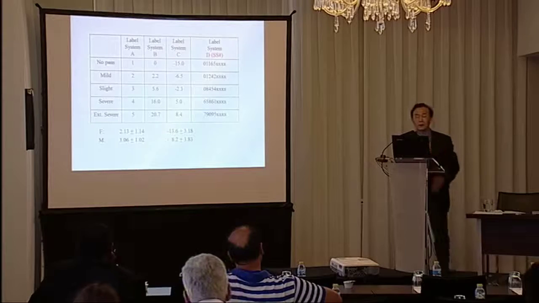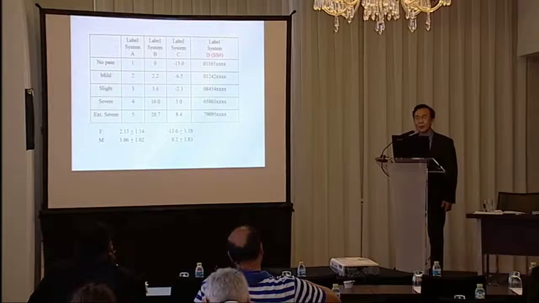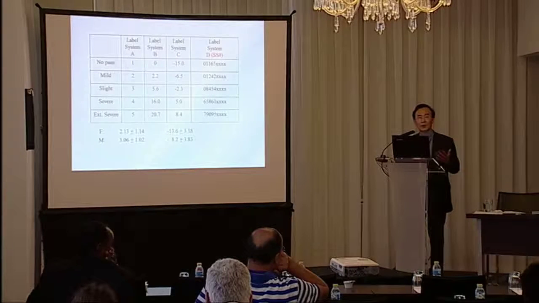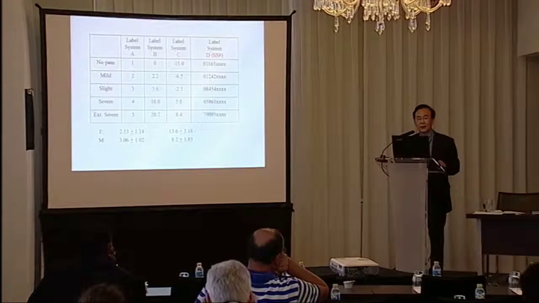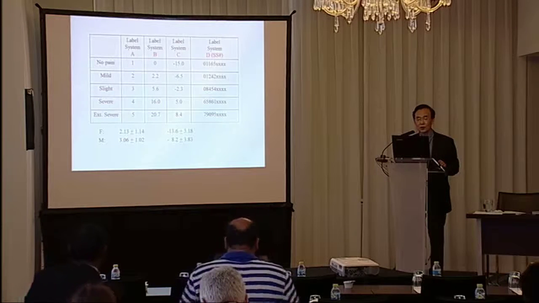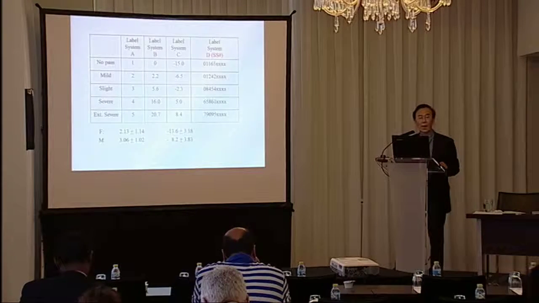Suppose there was the labeling system A, 1, 2, 3, 4, 5. Suppose you have a different labeling system, B, and another labeling system, C, and you could get very different averages or standard deviations based on the formula. Based on labeling system A, the female average is 2.13. 2.13 is very close to being 2, which is mild. So you may conclude that based on my sample of 128, the female patients felt mild pain.